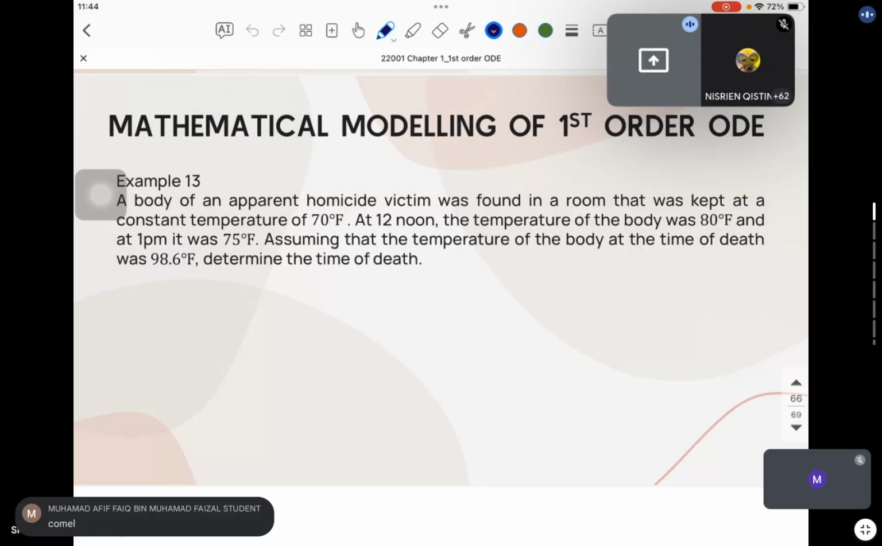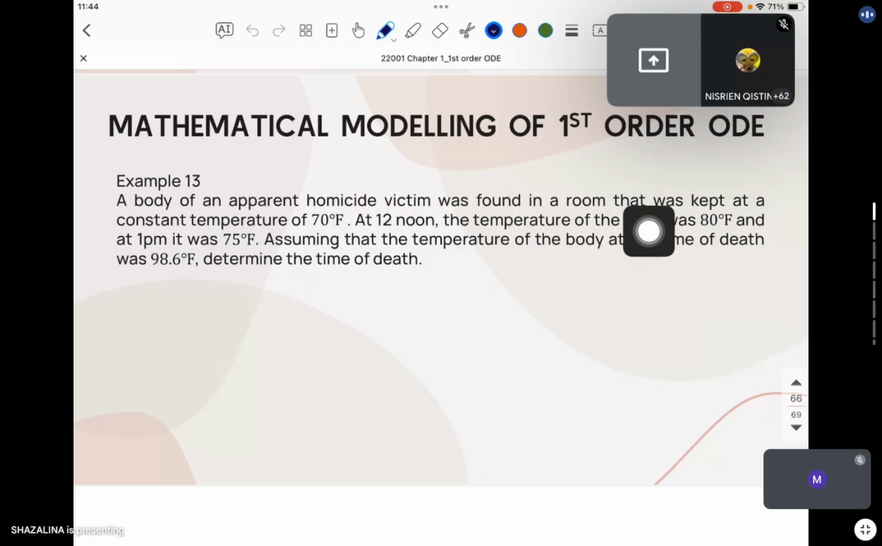Okay, sambung. A body of an apparent homicide victim was found in a room that was kept at a constant temperature of 70 degrees Fahrenheit. Okay. From the statement, we note that we are going to calculate the temperature of a body of an apparent homicide victim. Mayat lah.